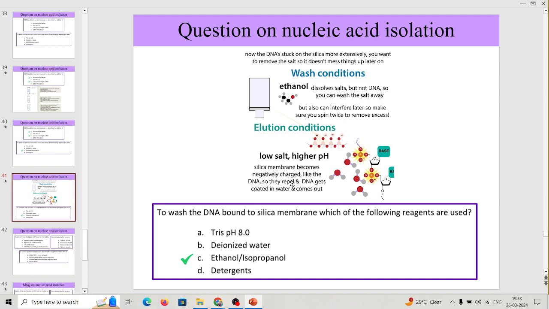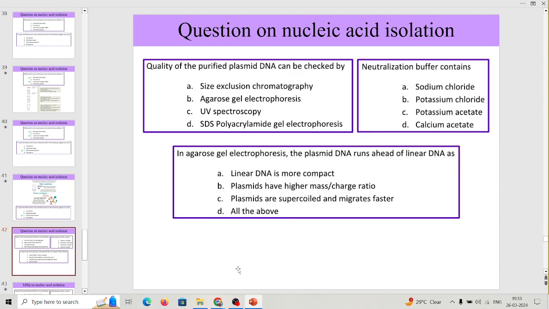Higher pH has to be there. The silica membrane becomes negatively charged, and DNA and silica are going to repel. That is why all the sodium and all the chaotropic salt is taken away, and therefore there is nothing to bind the DNA to the silica membrane. Therefore DNA comes out. To wash the DNA bound to silica membrane, which of the following reagents are used? It is ethanol or isopropanol.